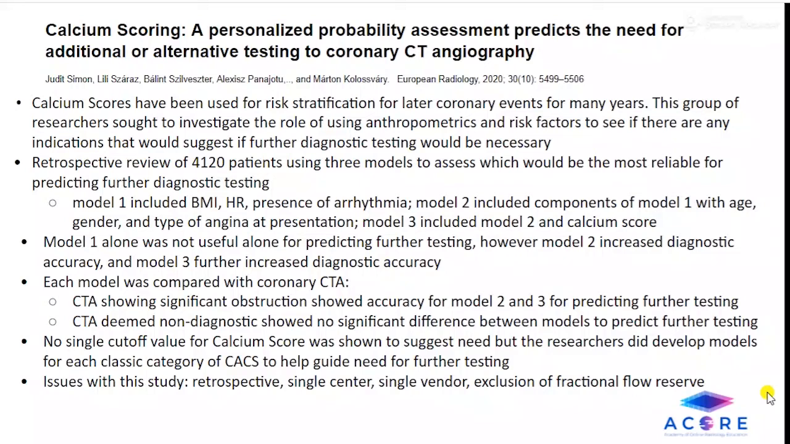The study had several limitations, like most studies do. First, the study was a retrospective study, and the data was acquired from a single center and a single vendor. Additionally, fractional flow reserve was not incorporated, and the results of the downstream testing were not part of the study design. However, overall, the researchers did conclude that routine evaluation of coronary artery calcium score before coronary artery CTA may be advised, as it helps identify patients in which further evaluation will be necessary.